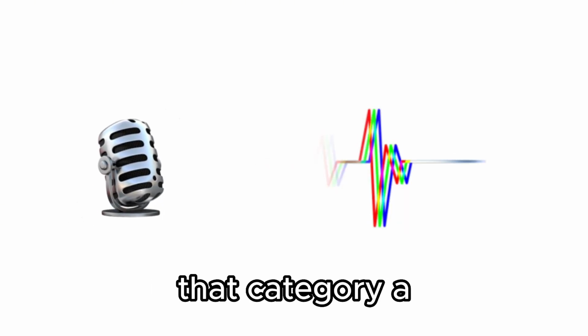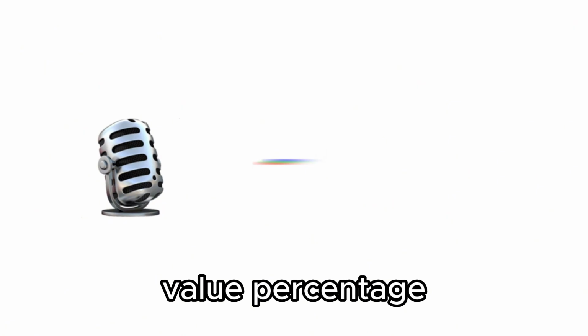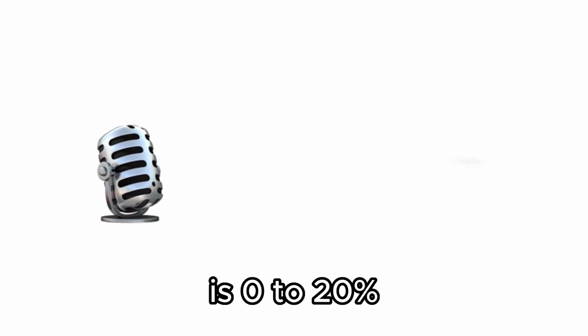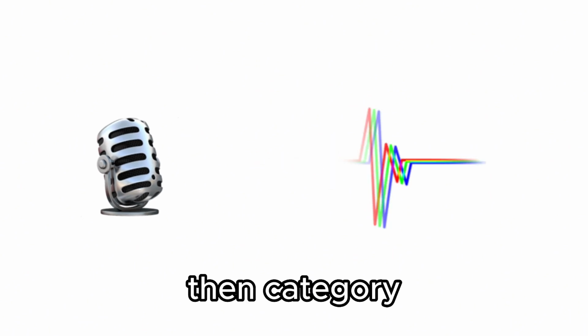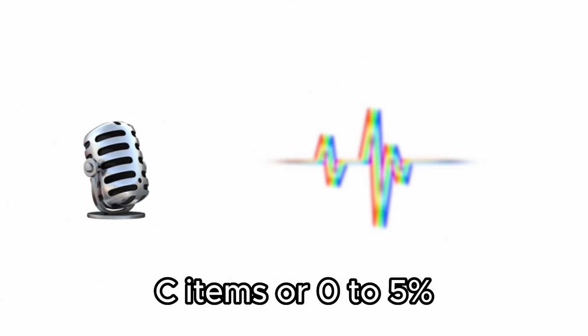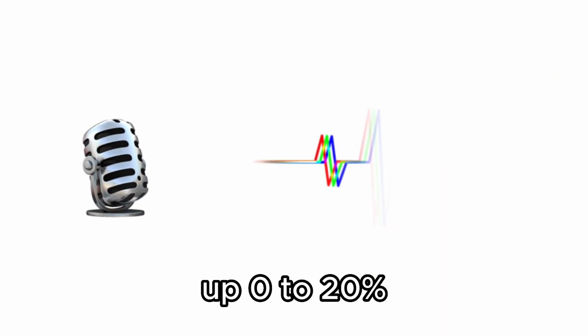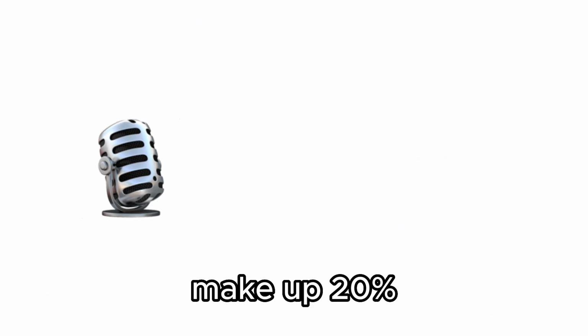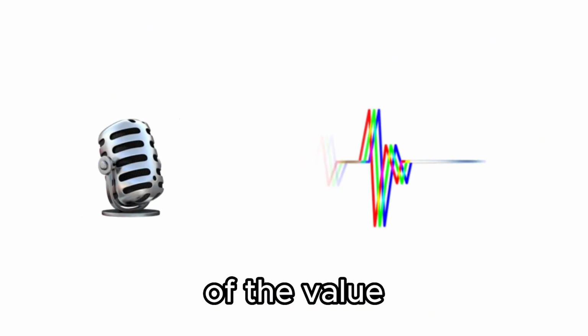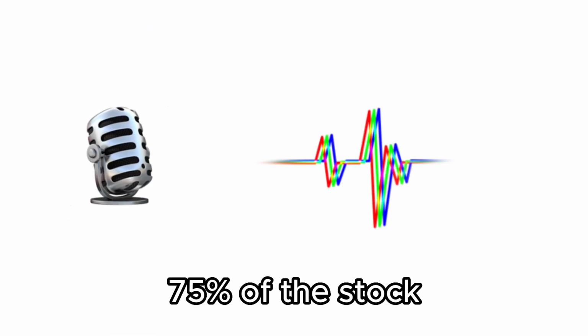Basically, you need to remember that category A inventory items are 0 to 75% of the item value percentage. Category B items are 0 to 20% of the item value percentage. And then category C items are 0 to 5% of the item value percentage. The category A items are 0 to 75% of the item value or value of inventory, right? But they only make up 5% of stock. Category B items make up 0 to 20% of the value of inventory, but they only make up 20% of stock. And then category C items make up 0 to 5% of the value of inventory, but they make up 75% of the stock.